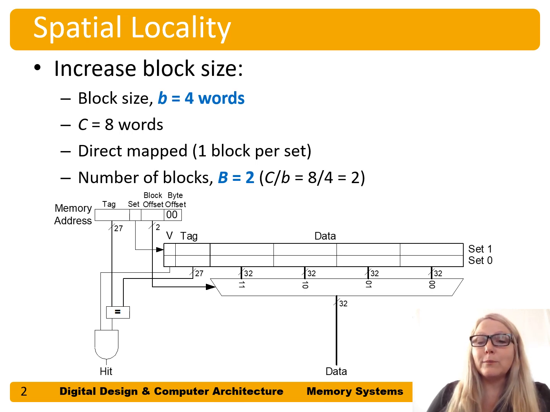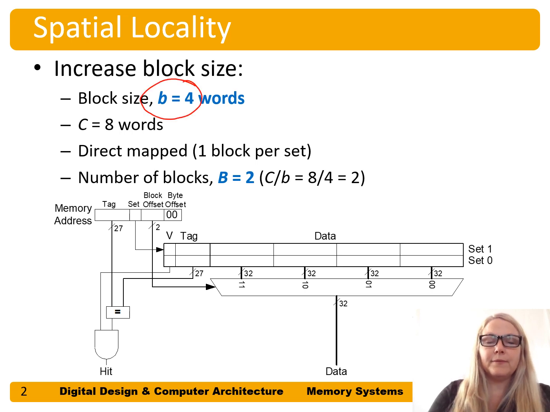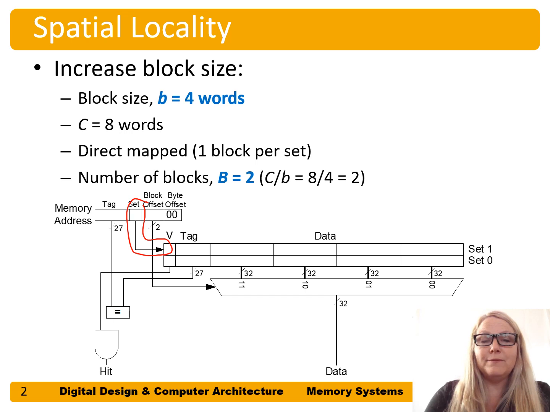So we're going to increase the block size. In our prior examples, the block size was just one word. Now we're going to make it a block size of 4 words. Our capacity is still 8 words, and so now we can only have 2 sets, set 0 and set 1 here. And so we're only going to have a single set bit. Log base 2 of 2 is just 1.